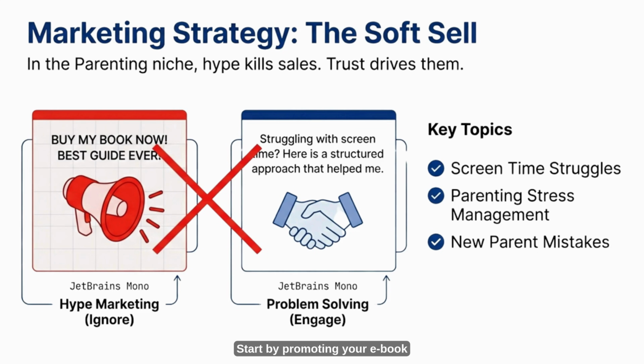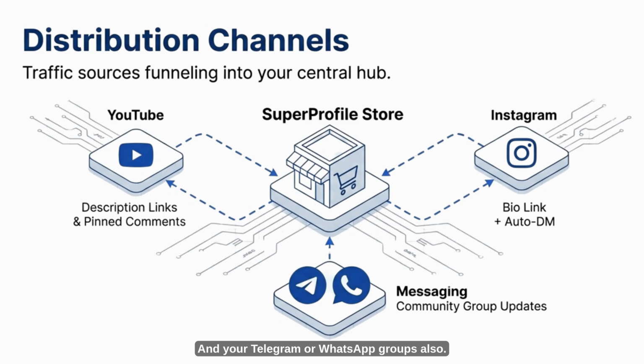Start by promoting your ebook where parents already spend time. Share the ebook link in your YouTube video description and pinned comments, your Instagram bio, and your Telegram or WhatsApp groups. Instead of directly saying buy my ebook, talk about real parenting problems. For example, screen time issues, parenting stress, or common mistakes new parents make. When parents relate to the problem, they naturally look for a solution.